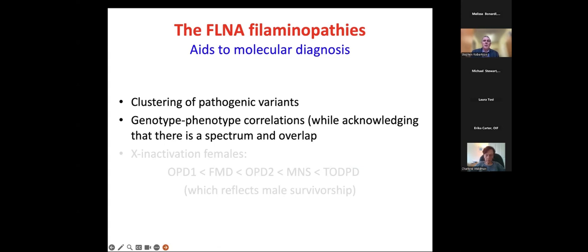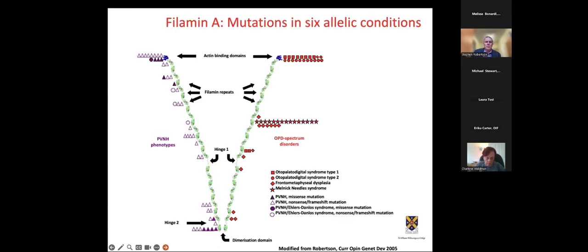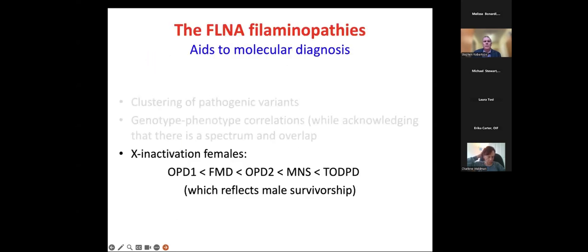The genotype-phenotype correlations, while acknowledging there's a spectrum and an overlap, also are useful, particularly those that relate to male survivorship. And so on this slide, I just want to reorient you to the reality that at the N-terminal part of the protein, missense variants that lead to actin binding domain abnormalities, and those repeat 10 ones which are associated with Melnick-Needles syndrome in particular, are almost definitional of these conditions. And then finally, I want to discuss X inactivation in females because it can be very useful for actually deciding whether a filamin A VUS is in fact perhaps pathogenically significant.